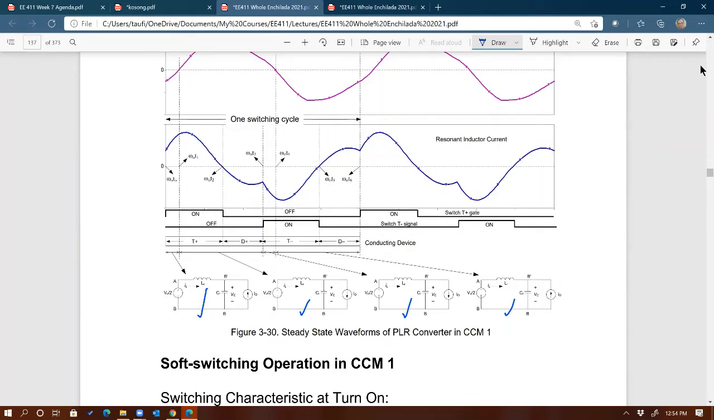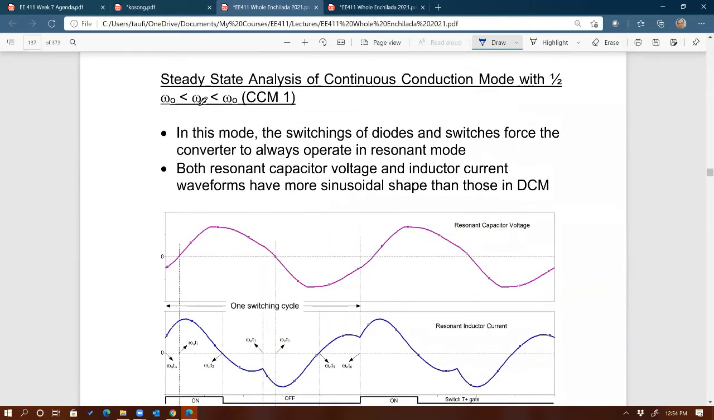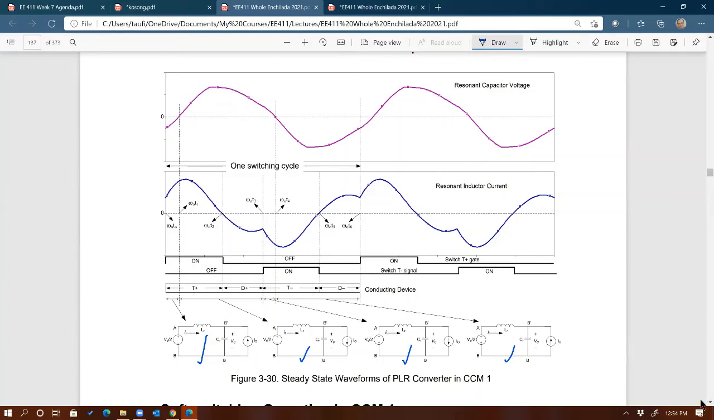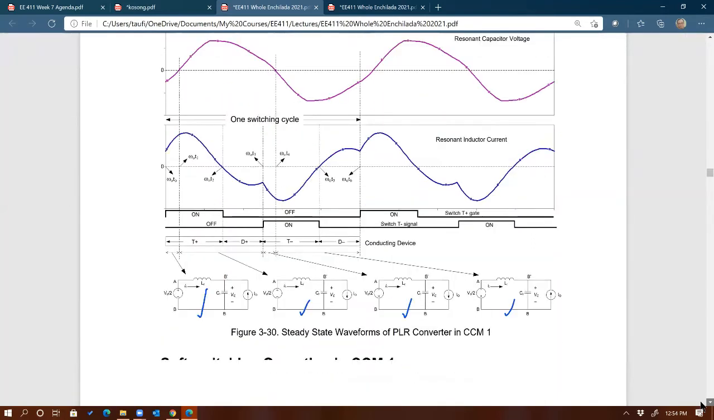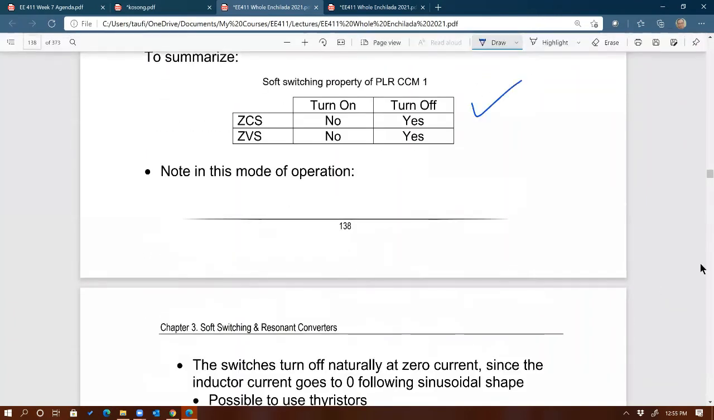Okay, and how do you get to this mode, CCM1? When the switching frequency is selected to be between half of the resonant frequency and the full resonant frequency. So if you select your switching frequency for the circuit to be between these 2 values, then you get CCM1. And looking at which device is conducting, you should be able to determine which soft switching is provided, at 0 voltage or at 0 current, and you can fill out this table right there.